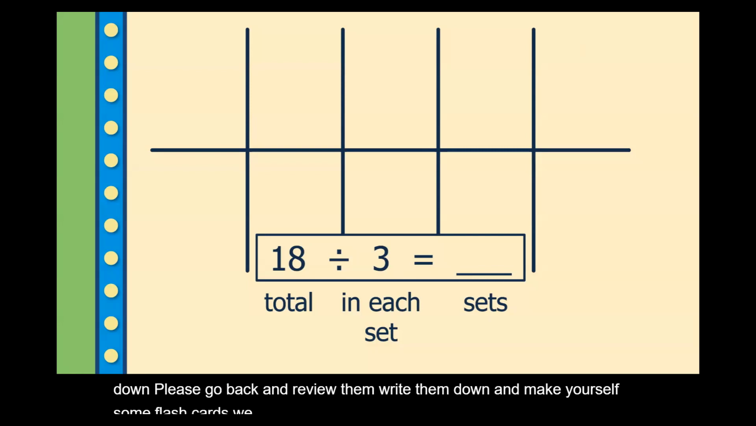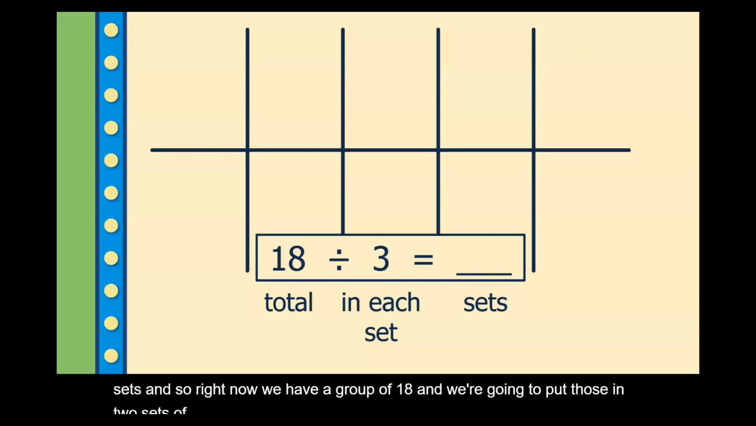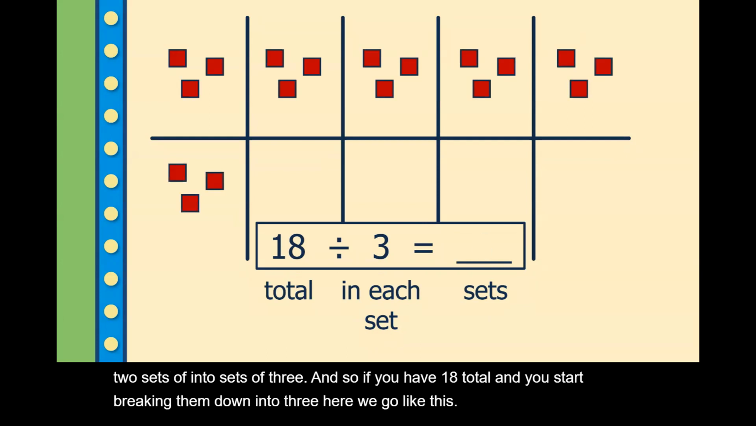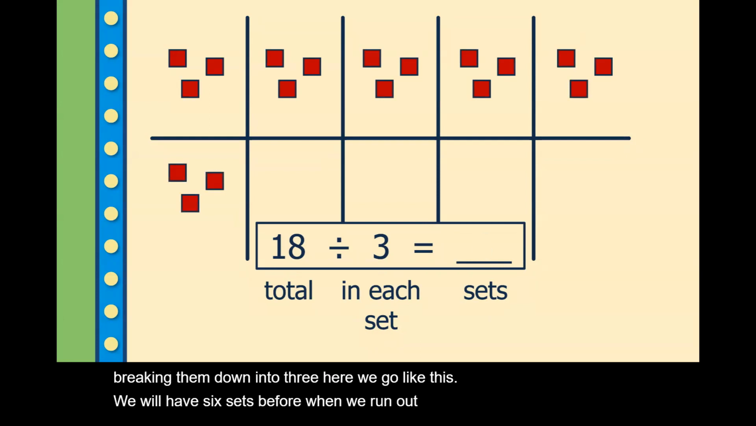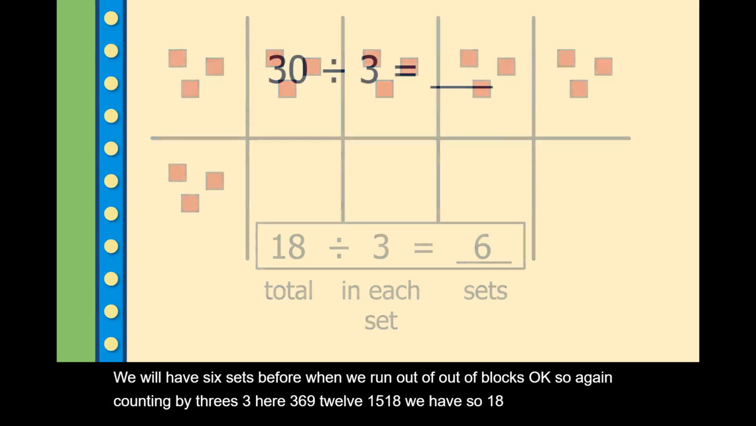We are beginning right here with our division again and our sets. And so right now we have a group of 18, and we're going to put those into sets of 3. If you have 18 total and you start breaking them down into sets of 3, like this, we will have 6 sets before we run out of blocks. Again, counting by 3s: 3, 6, 9, 12, 15, 18. We have 6. So 18 divided by 3 is 6.